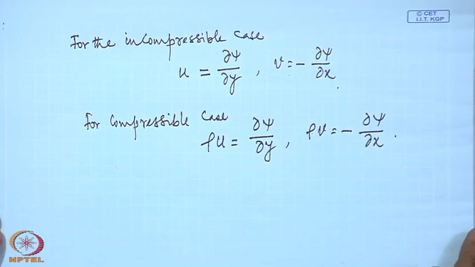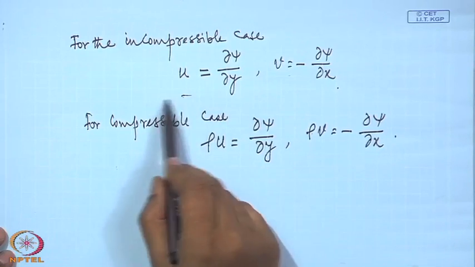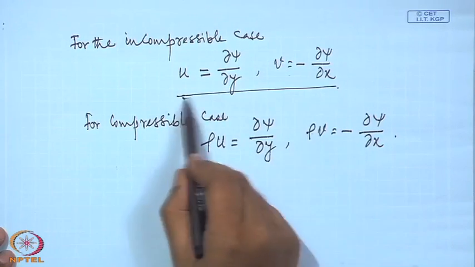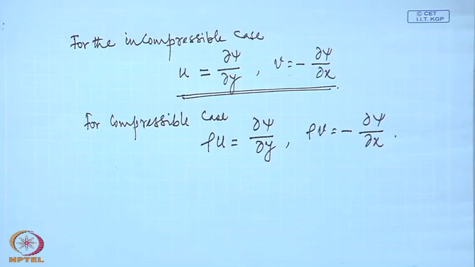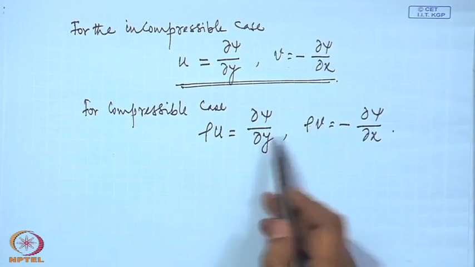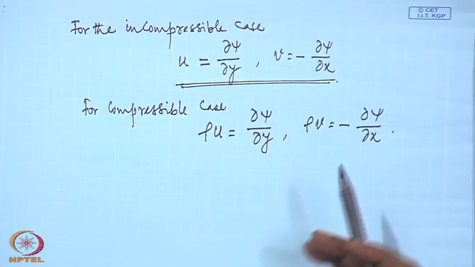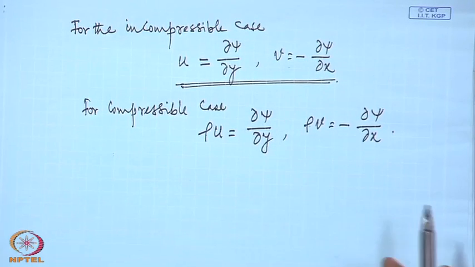Okay. Now, henceforth for our further discussion we will consider only this incompressible definition, but whatever we are doing for incompressible, you can do the same thing for compressible flow. Wherever there is u, you replace it by rho u, wherever there is v, you replace it by rho v. Everything will remain the same, only with that replacement.